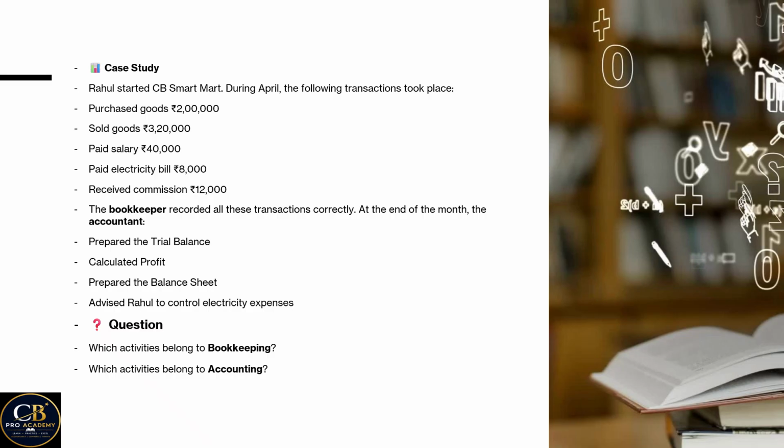At the end of the month, the accountant prepared the trial balance, calculated profit, prepared the balance sheet, and advised Rahul to control electricity expenses. Now the question is, out of the above, which activities belong to bookkeeping and which activities belong to accounting? Think.